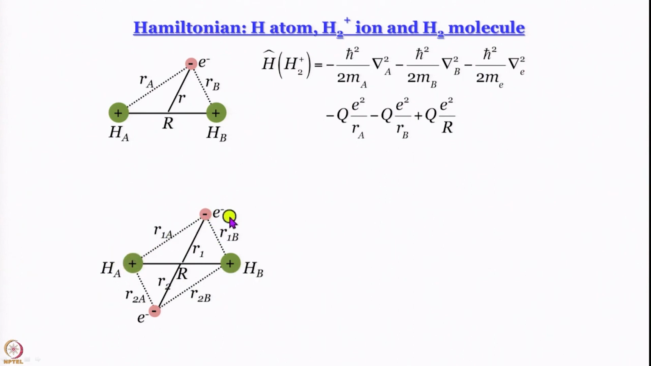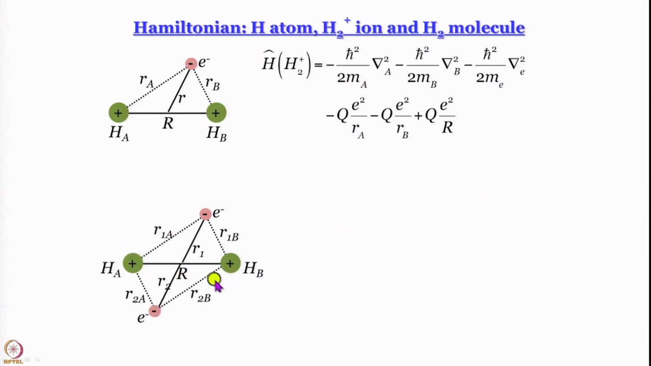So, this separation between the first electron and nucleus A, we will write as R1A, between the first electron and nucleus B will be R1B, between the second electron and nucleus A will be R2A, and that between the second electron and nucleus B will be R2B. Accordingly, how many more terms will we get? Well, we will get something like minus QE square divided by R2A minus QE square divided by R2B. This is due to attraction of this electron by these two nuclei.